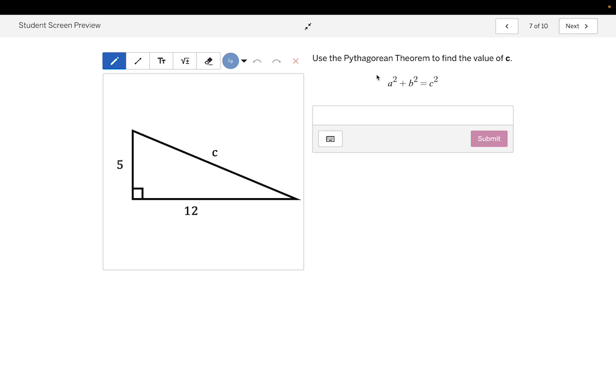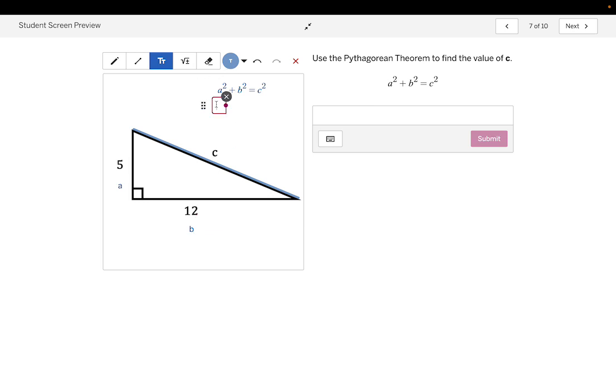All right, so use the Pythagorean theorem to find the value of C. In this problem, you can see C is the hypotenuse because it's across from the right angle. That means we know the two legs, the 5 and the 12, and want to solve for the hypotenuse. I'm going to start with just putting the formula in here so I can type directly into it. So a squared plus b squared equals c squared. A and b are the two legs. It doesn't matter which is which though. So I'm going to say 5 is A and then 12 is B. You could say 12 is A and 5 is B. It really doesn't matter. All that matters is that the hypotenuse is C.